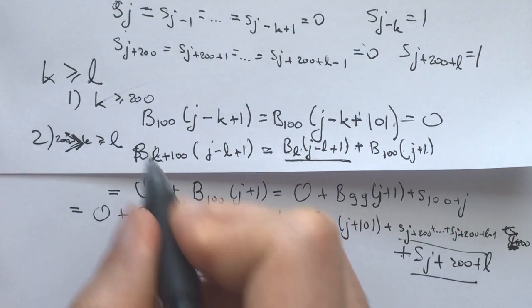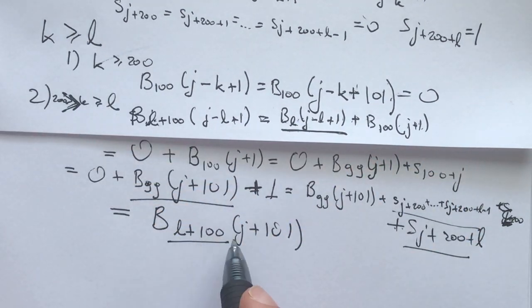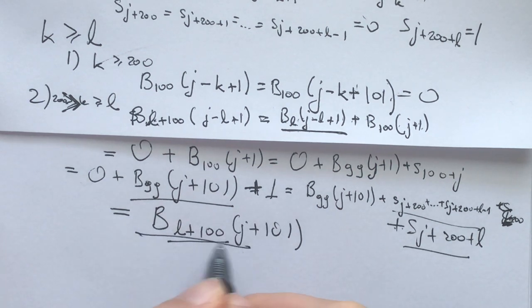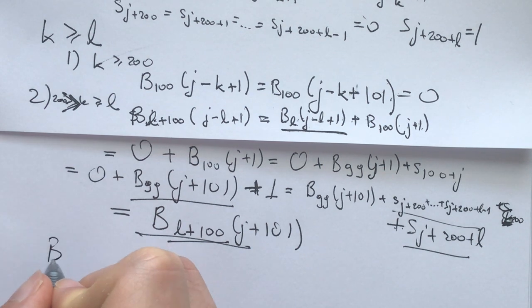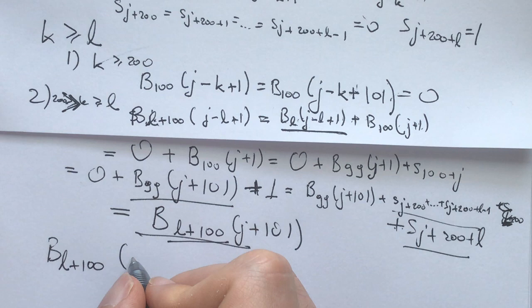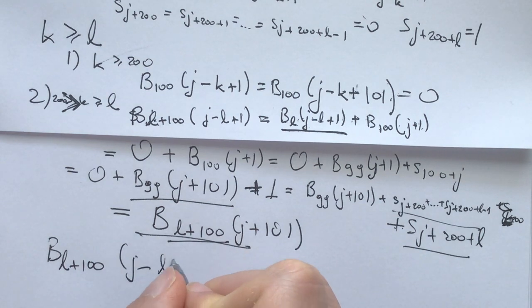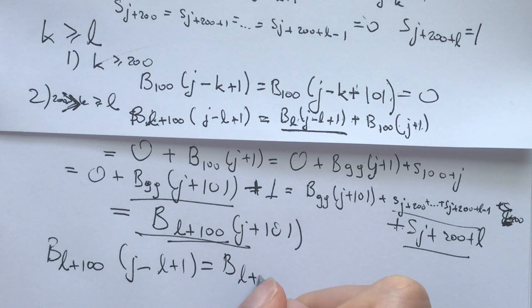Now, given l is less than 200, we know l plus 100 is less than or equal to 300, and we have proven that there exists a k, namely l plus 100, such that B of l plus 100 of j minus l plus 1 is equal to B of l plus 100 of j plus 101.